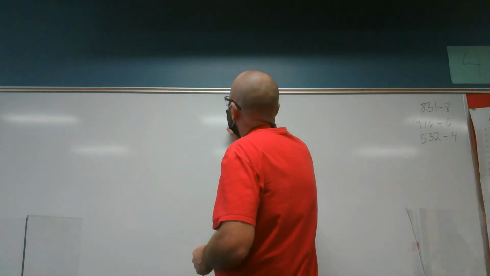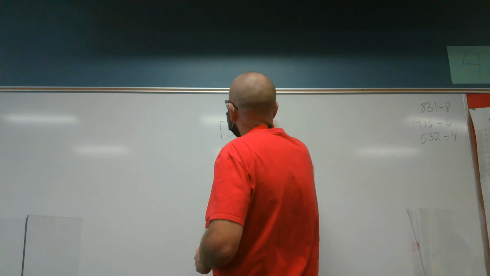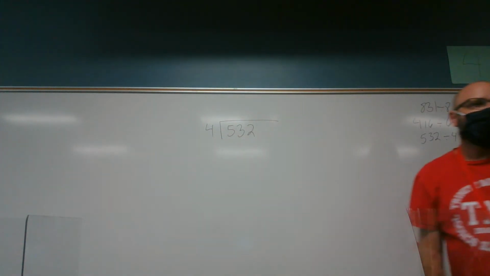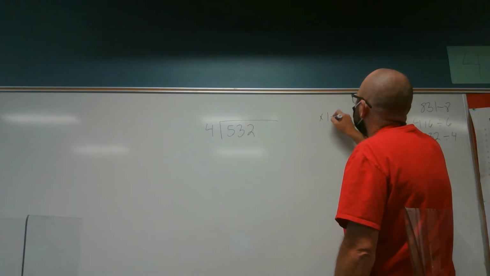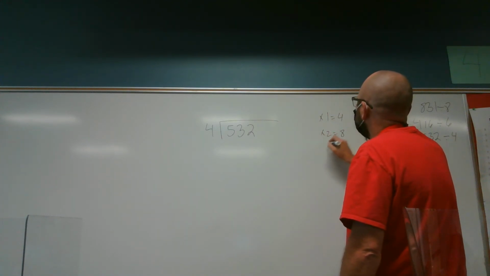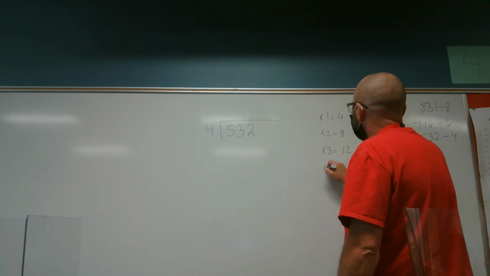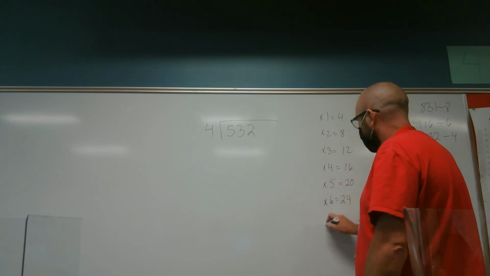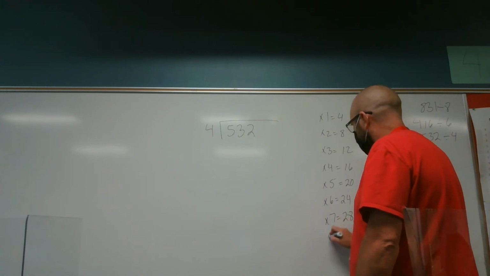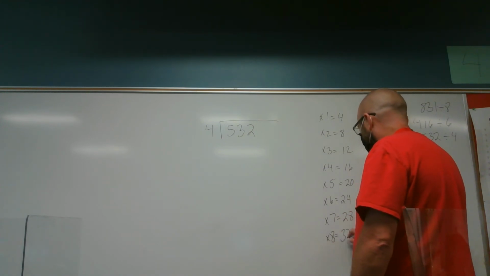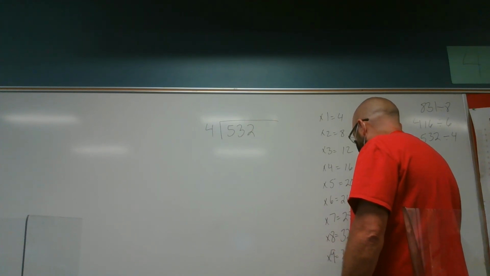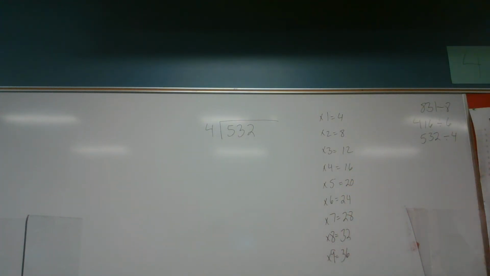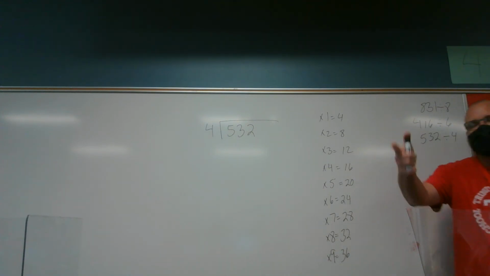And last, but certainly not least, I have 532 divided by 4. So if I multiply, times 1 is 4, times 2 is 8, times 3 is 12, times 4 is 16, times 5 is 20, times 6 is 24, times 7 is 28, times 8 is 32, times 9 is 36. Anybody have any idea why I can stop at 9? Any thoughts on why I stop at 9?